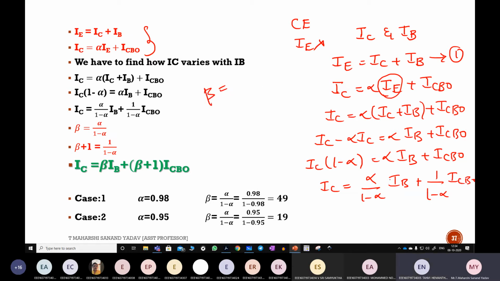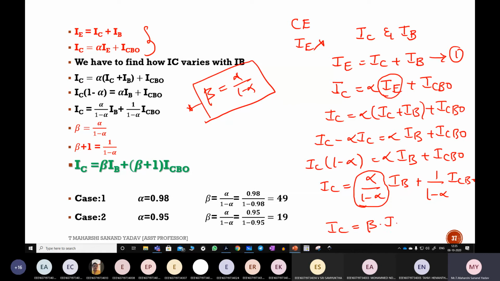So here comes the picture of beta. Beta is nothing but this term: beta is equal to alpha by 1 minus alpha. These are very important while solving problems. So simply I'm replacing it: IC is equal to beta into IB plus. Then what about 1 minus alpha?